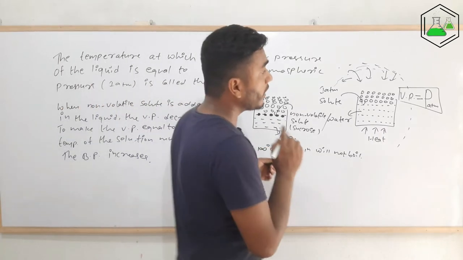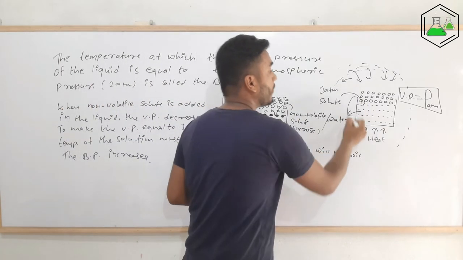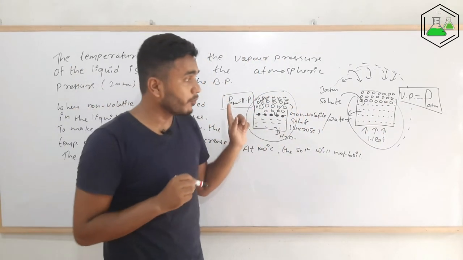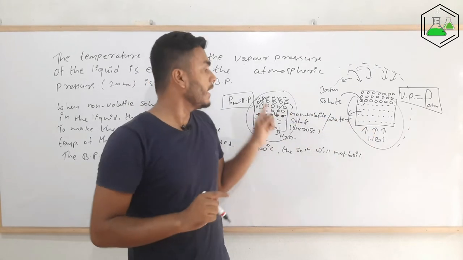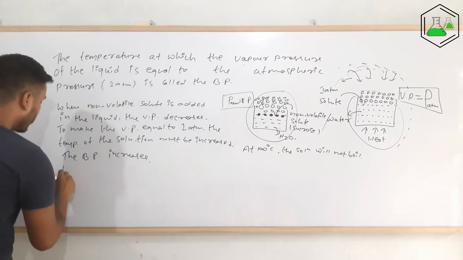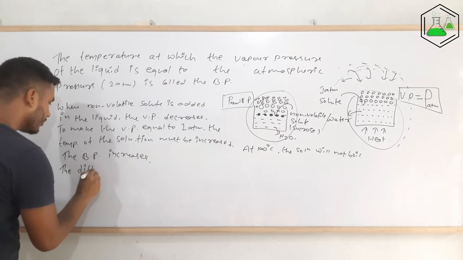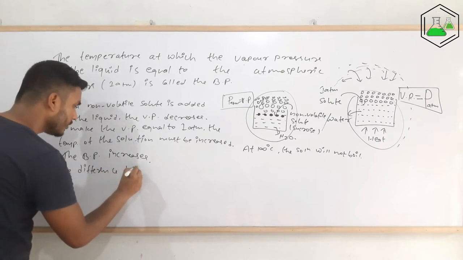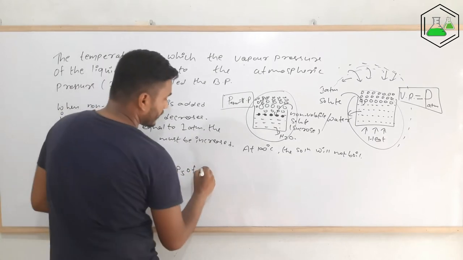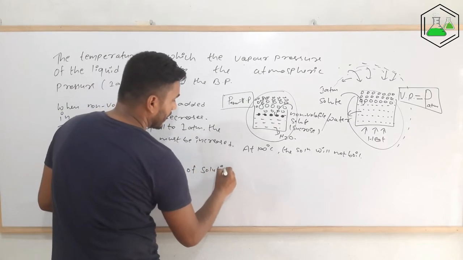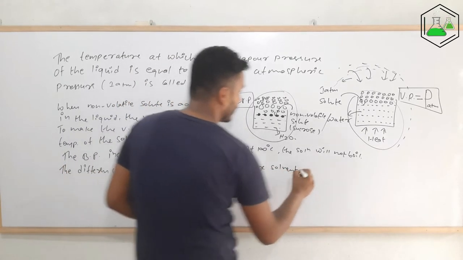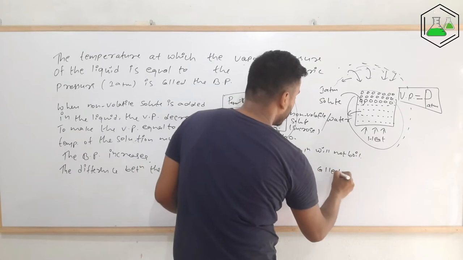Then obviously there will be some difference between the boiling point of the pure solvent and that of the solution, right? There will be a difference between the boiling point of the pure solvent, that is water, and the solution, that is water with sucrose. The difference between the boiling points of solution and pure solvent is called, what is it called?